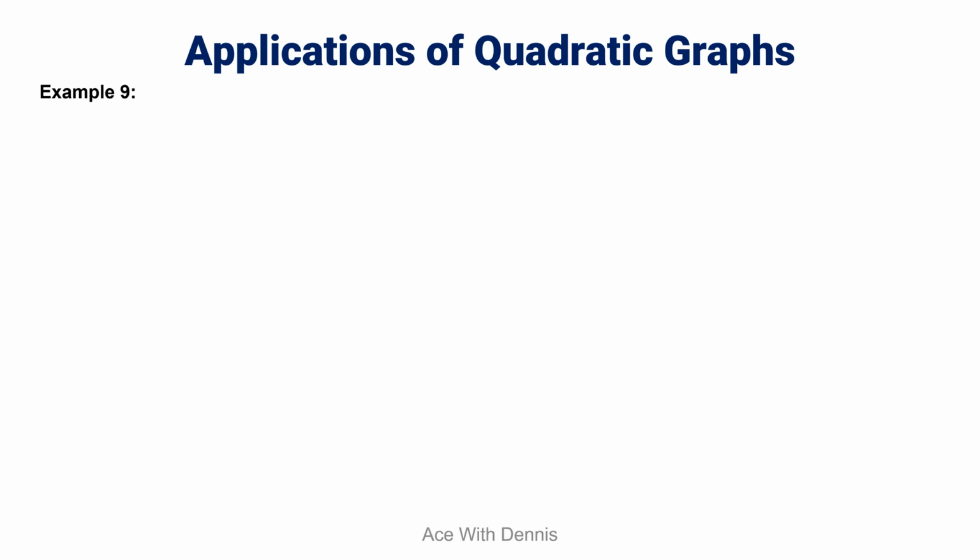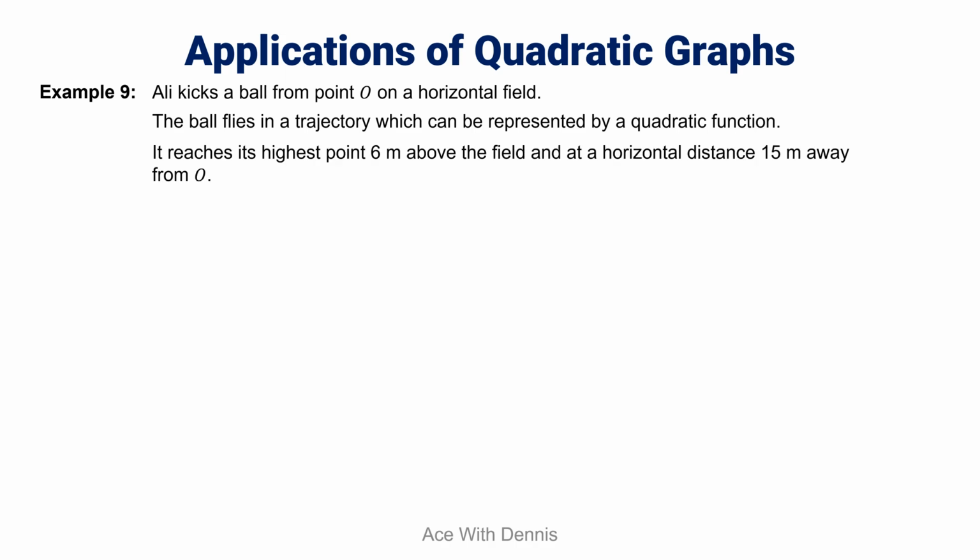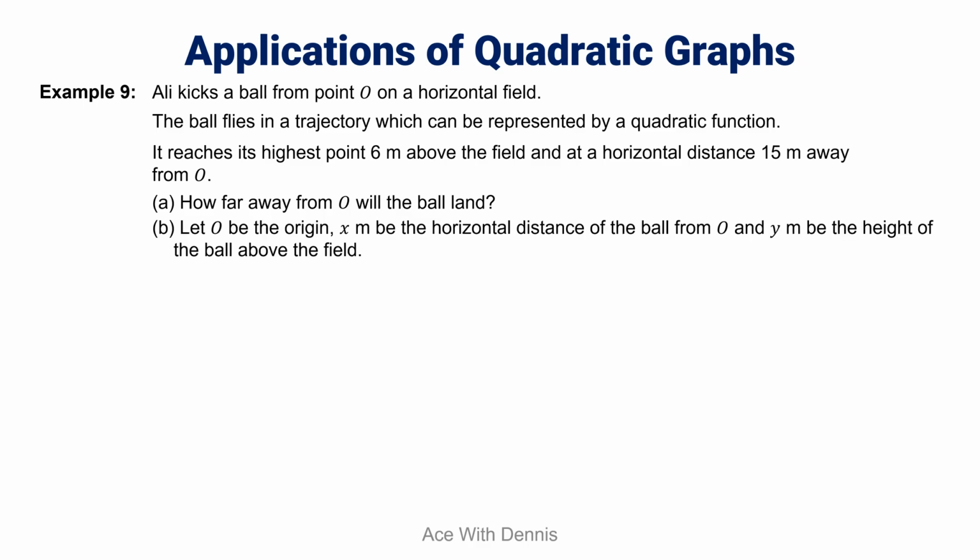Now, let's look at example 9, which is a sport science example. Ali kicks a ball from point O on a horizontal field. The ball flies in a trajectory which can be represented by a quadratic function. It reaches its highest point 6 meters above the field and a horizontal distance 15 meters away from O. A. How far away from O will the ball land?